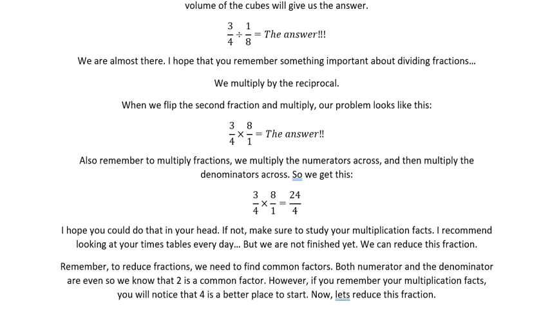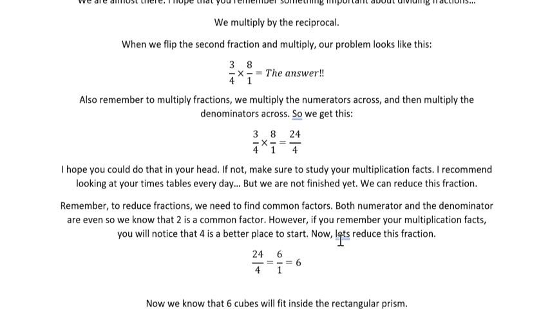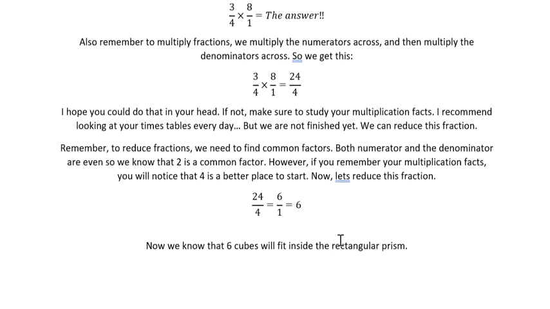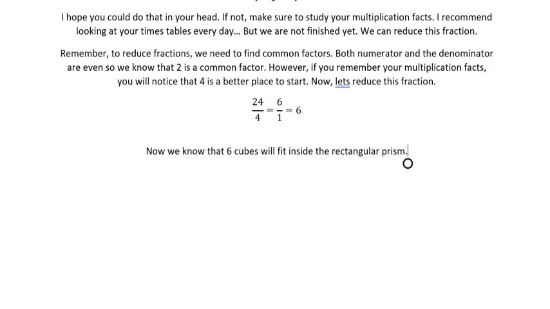Remember, to reduce fractions, we need to find common factors. Both the numerator and the denominator are even in this problem, so we know that 2 is a common factor. But if you remember your multiplication facts, you will notice that 4 is a better place to start. So let's reduce this fraction. 24/4 equals 6/1, and anything over 1 is just the number in the numerator. So the answer is 6. So now we know that 6 cubes will fit inside the rectangular prism.